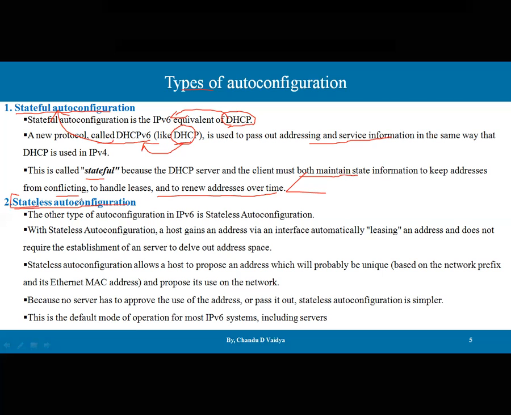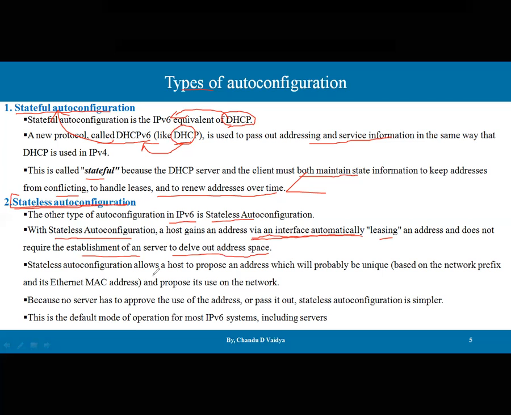But the second is the stateless auto configuration. The other type of auto configuration in IP version 6 is the stateless auto configuration. With the stateless auto configuration, the host gains an IP address via the interface automatically. So this is the new feature. It gets the IP address via the interface automatically, without leasing an IP address, and does not require a server to deal out an address space. So here the host is not required to wait for anything; the address is going to be assigned automatically.